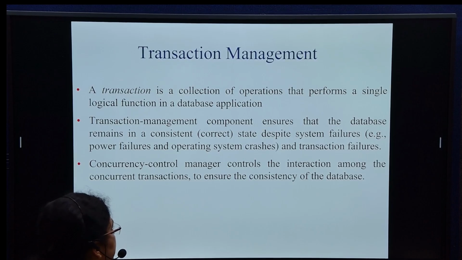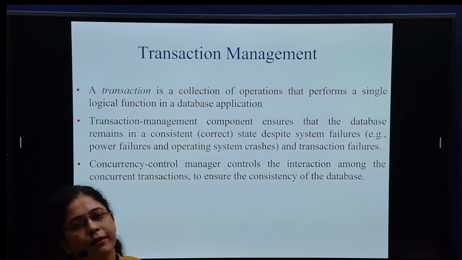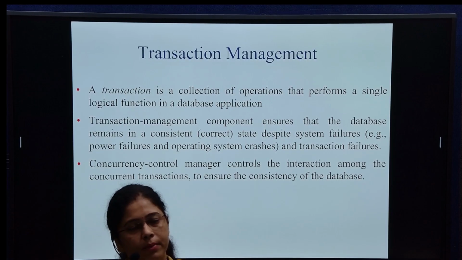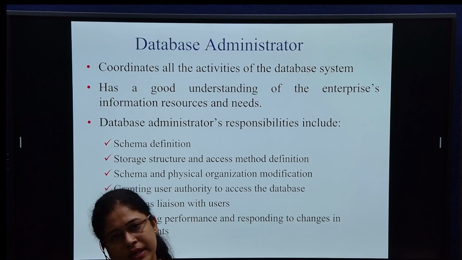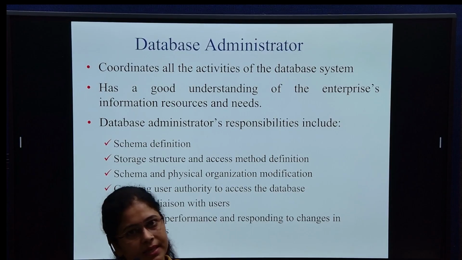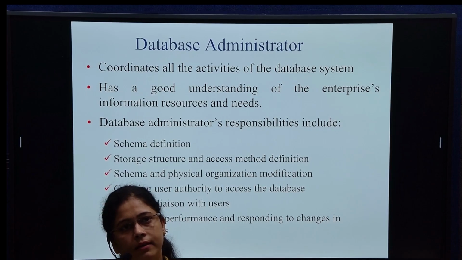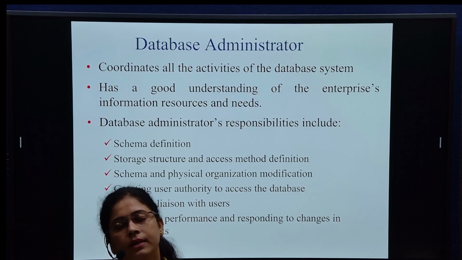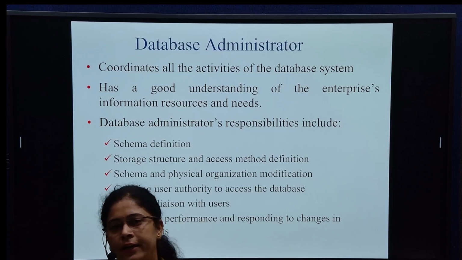Next is the concurrency control manager, which controls the interaction among concurrent transactions to ensure the consistency of the database. Basically, it follows the atomic property. A series of actions will be done in the transaction manager, that is atomicity, and that follows the ACID properties. Sorry, my mistake. ACID properties: atomicity, consistency, isolation and durability.